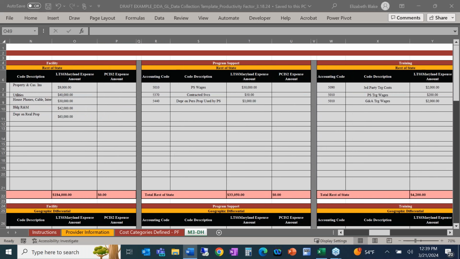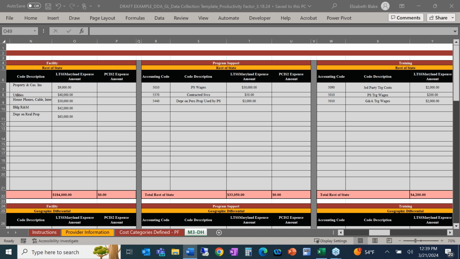So for the program support cost category, this is where we're going to be entering any costs required to provide services that are specific to the program. So in the top of the general ledger template here, we are looking for things such as program support wages, cost of contracted services, and IT expenses related to program support.